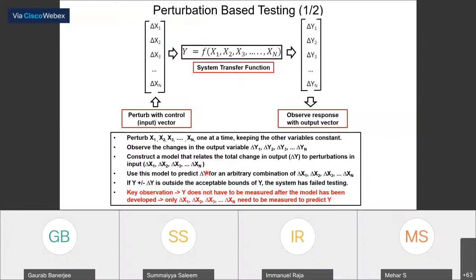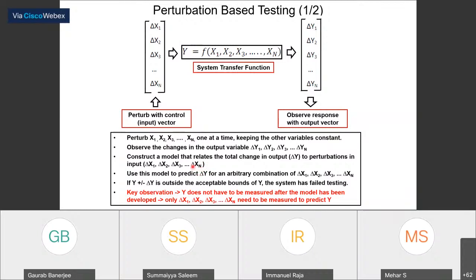I don't need to know, let's say y is a noise figure, what the noise figure is. I just need to know that it is outside the acceptable bounds so I can throw away this chip. And this is very important. Remember that when you do high volume testing, your intent is not to do a research project where you measure noise figure to the fifth decimal place. The idea is to very quickly determine if delta y is good or bad.